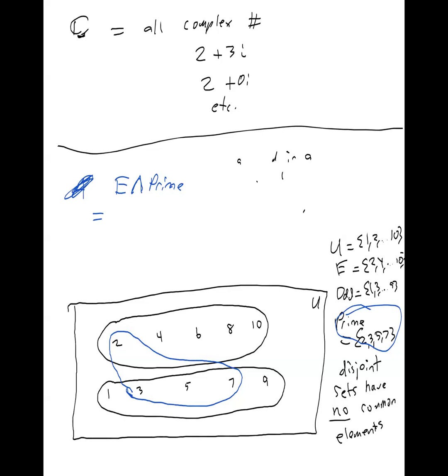Just even numbers. Yeah, the only intersection that's in common between even numbers and prime numbers, which is the blue numbers, is the number 2. Right? What's the intersection between odd numbers and prime numbers?